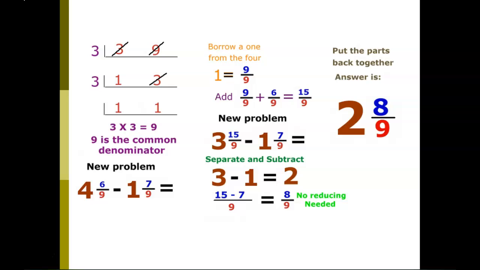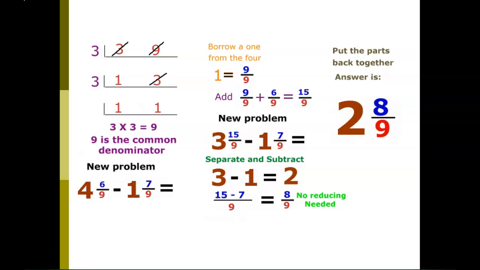Again, whatever you do to your denominator, you do to the numerator. So you end up with 2/3 becoming 6/9. So 4 6/9 minus 1 7/9. And of course, they start into the new problem again. They borrow 1 from the 4 to make it a 3. Add 9/9, which is 1, to your 6/9 to give it 15/9.